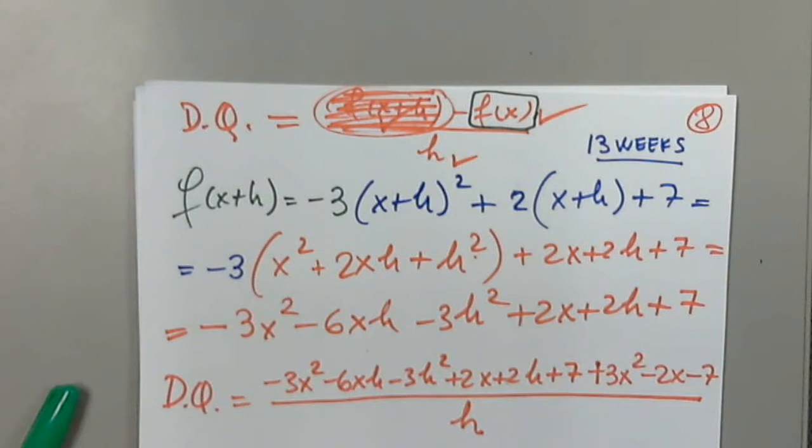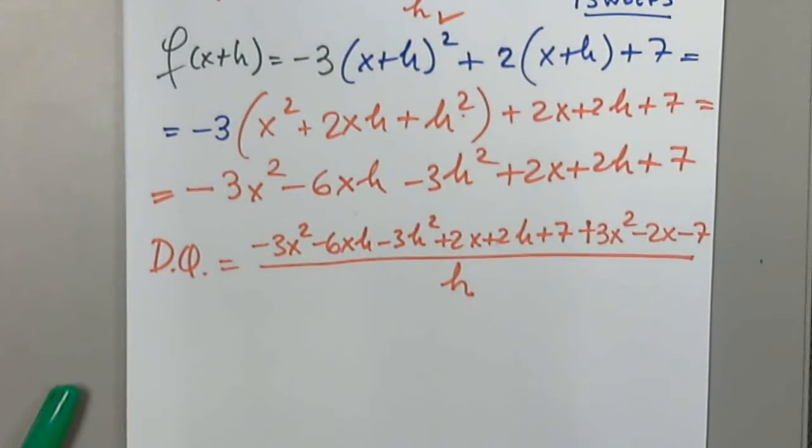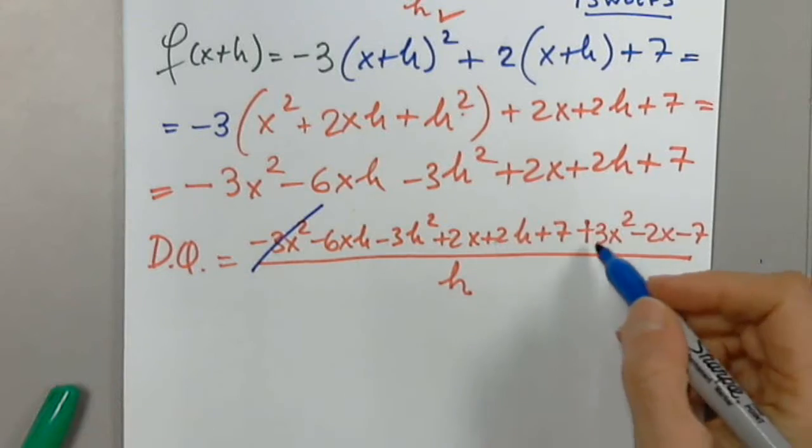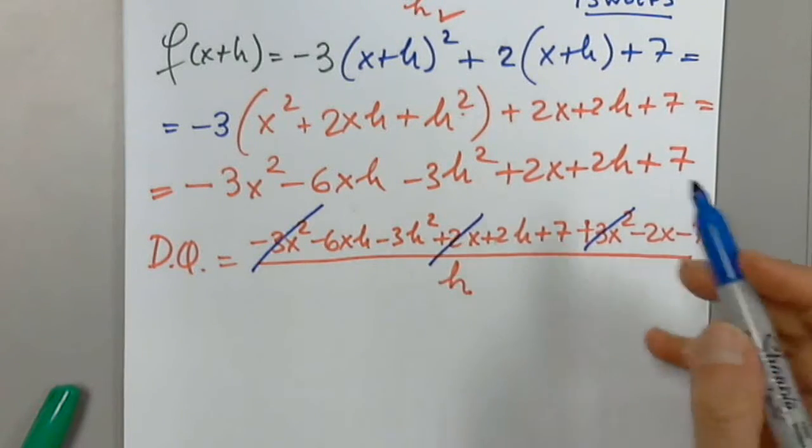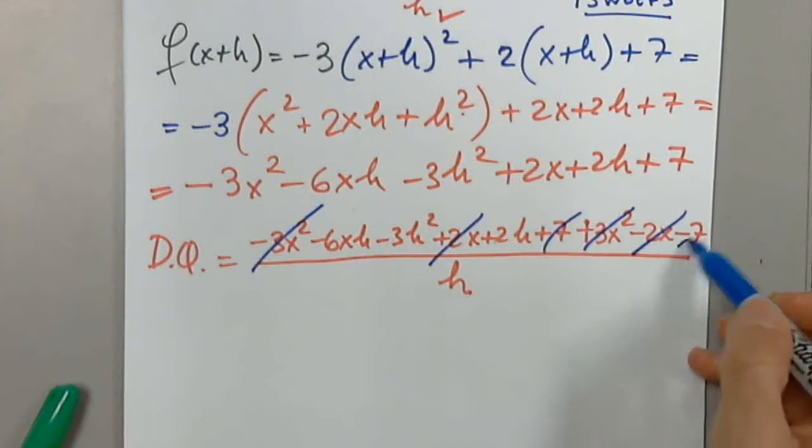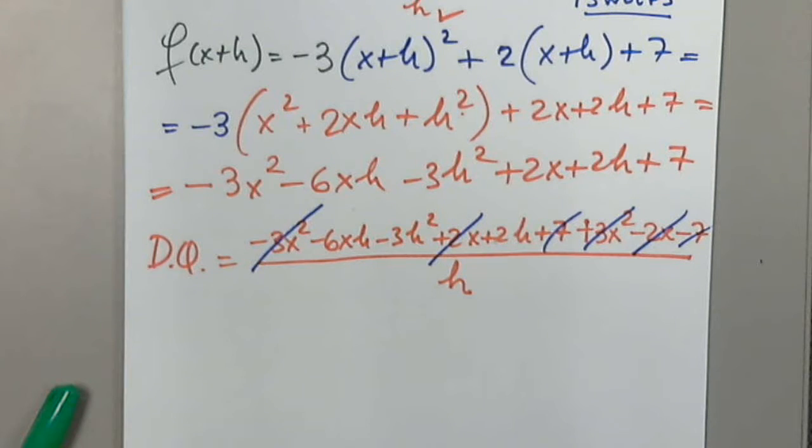Good. So let's make sure that all terms without h go away. The negative 3x squared with the positive 3x squared, the positive 2x with the negative 2x, and the positive 7 with negative 7. Exactly what we expected. However, terms that have h may go away too, but it's not the case here. But that's okay if that happens. But definitely all terms without h must go away.